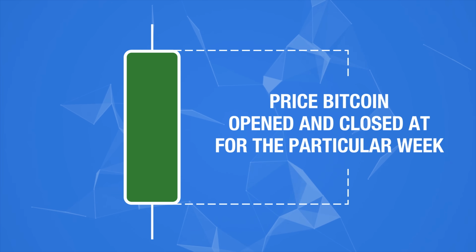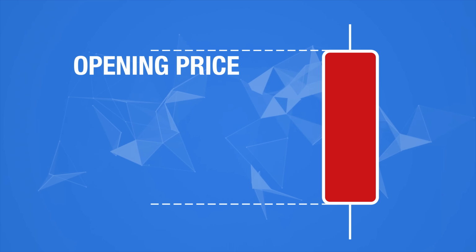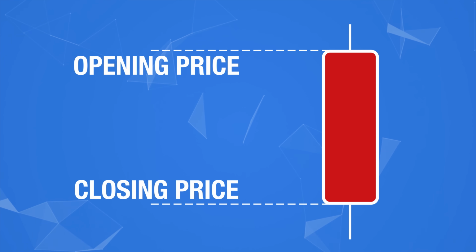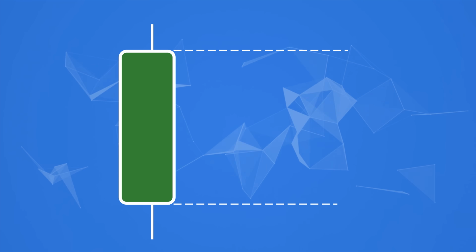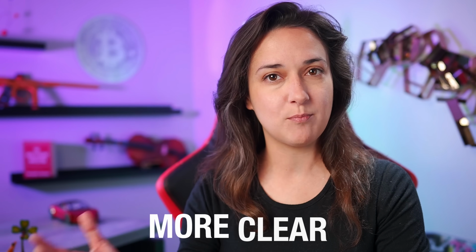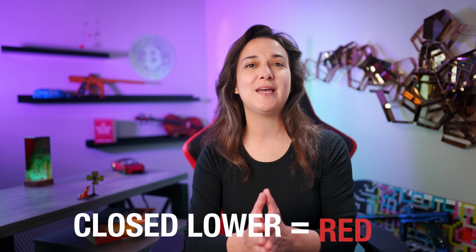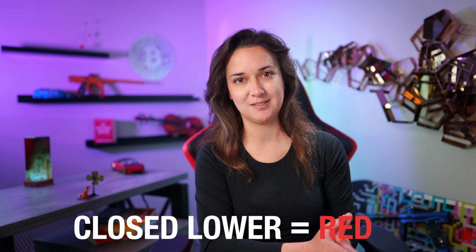2. The length of the middle section or body of the candlestick. In the solid green or red part of a candlestick, the top and bottom represent the price Bitcoin opened and closed at for the particular week. On a red bearish candlestick, the top of the candlestick's body is the price Bitcoin opened at for a particular week, and the bottom represents the price Bitcoin closed at for a particular week. While with a green bullish candlestick, the bottom represents the opening price, and the top represents the closing price for a particular week. So we can see how that also makes the coloring of a candlestick more clear, where a week Bitcoin closed higher than it opened is a green bullish candlestick, while red is when Bitcoin closed lower than it opened. Simple enough, right?